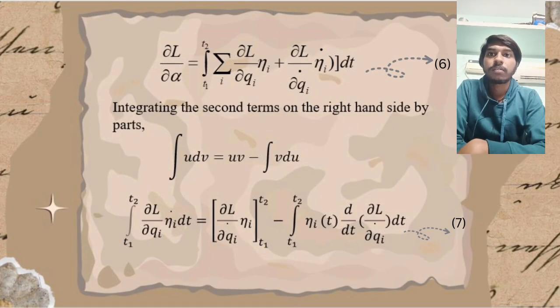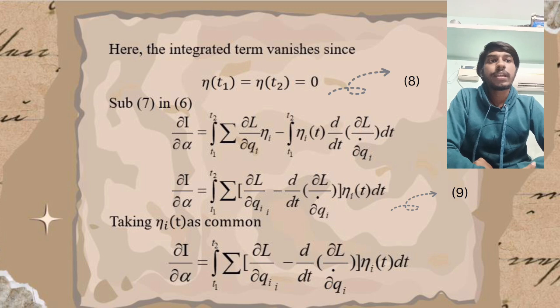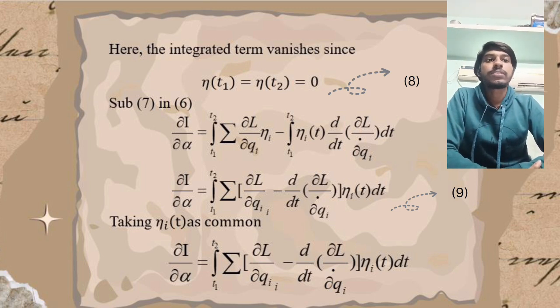Integrating the second term on the right hand side by parts, that is integral u dv is equal to uv minus integral v du, we will get the integral from t1 to t2 of dou L by dou q_i dot eta_i dot dt is equal to dou L by dou q_i dot eta_i evaluated from t1 to t2 minus the integral from t1 to t2 of eta_i times d by dt of dou L by dou q_i dot dt. This will be equation 7. Here the integrated term vanishes since eta(t1) is equal to eta(t2) is equal to 0. This will be equation 8.